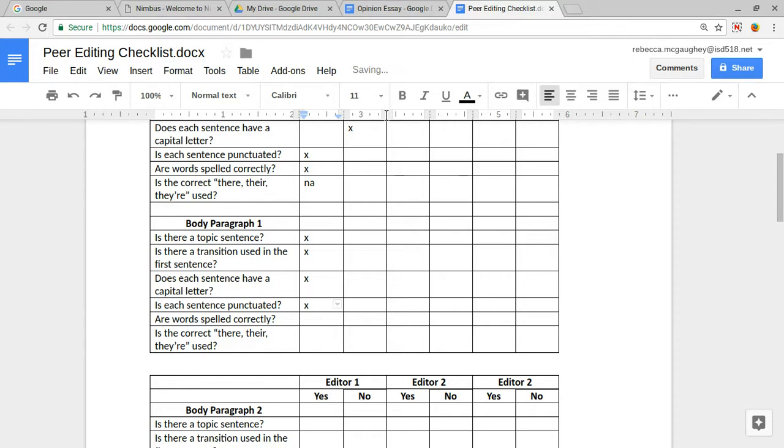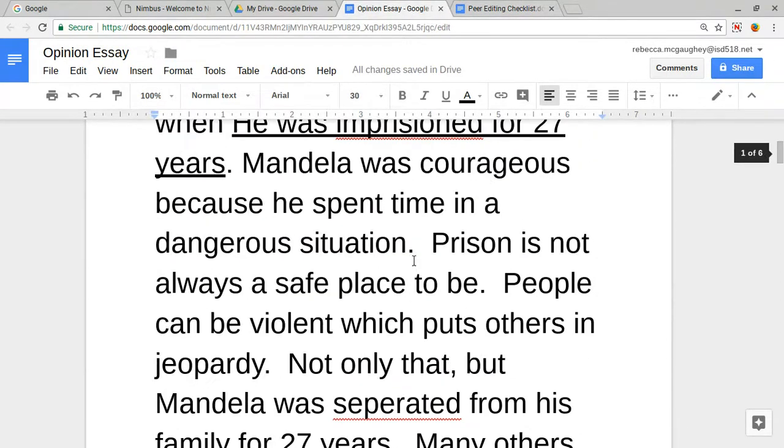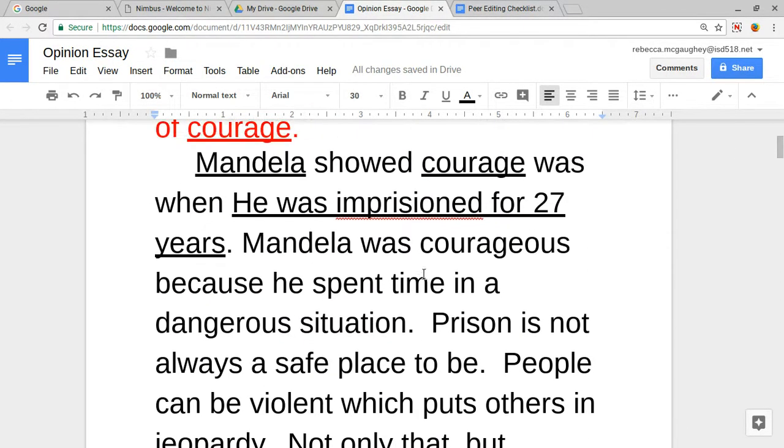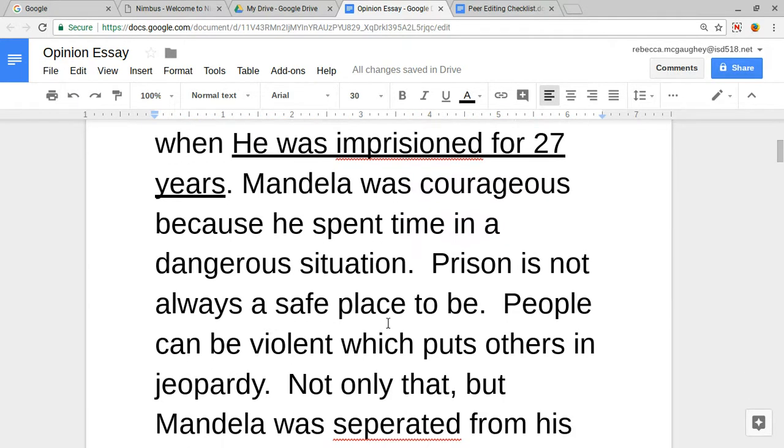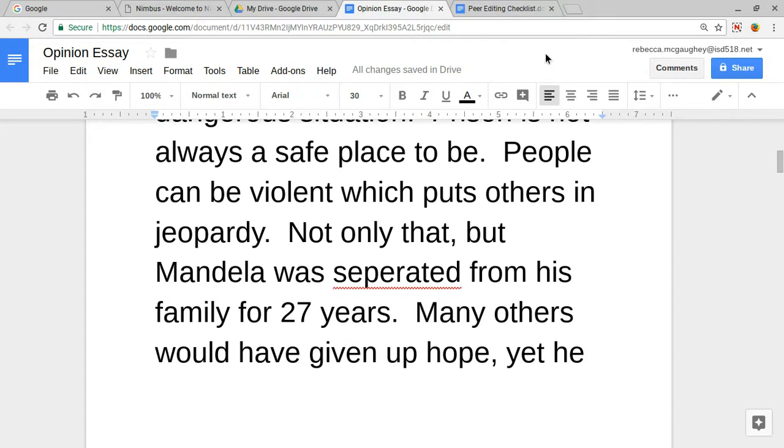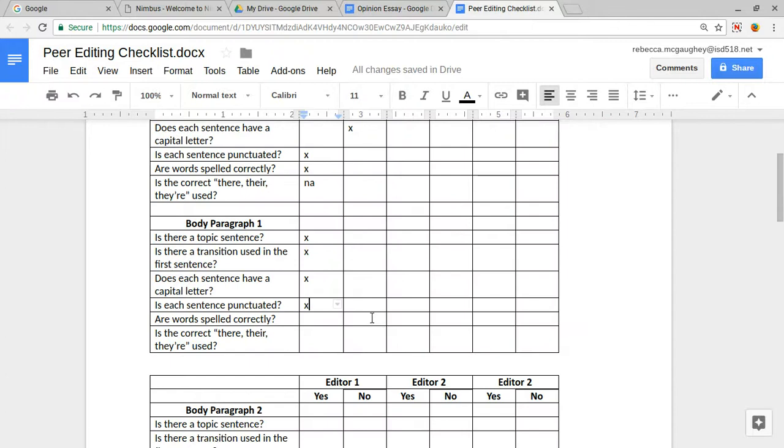Are words spelled correctly? Well, I'm seeing an underline and I'm seeing an underline, so I can't say yes to that one because I have 2 underlined words. Now, there might even be more underlined words or words that are used incorrectly, but right now I'm seeing 2, so I have to mark no. That is not spelled correctly.